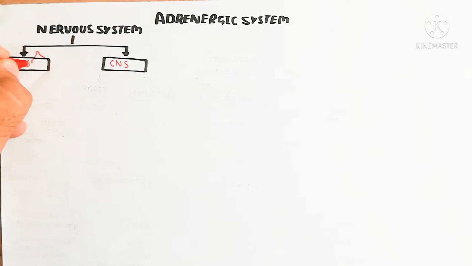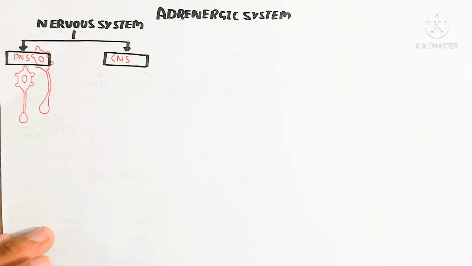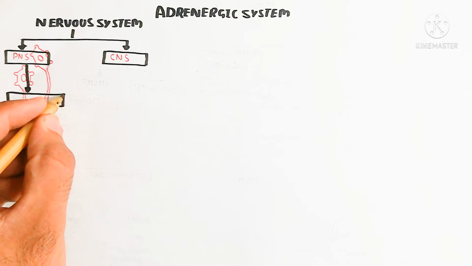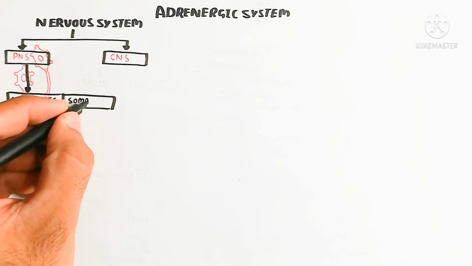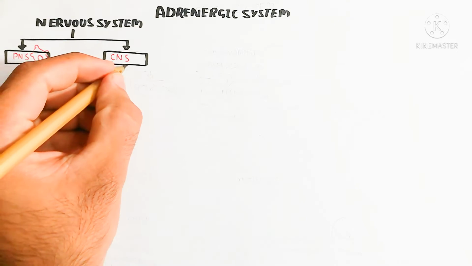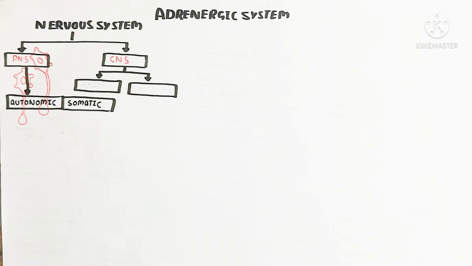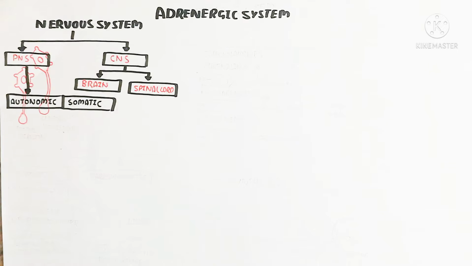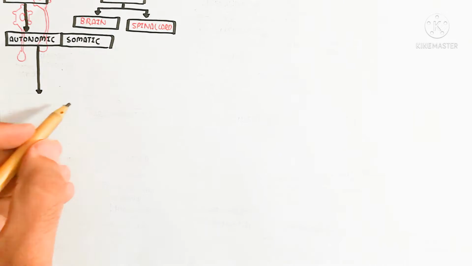The nervous system contains the peripheral nervous system and the central nervous system. The peripheral nervous system contains autonomic and somatic. Autonomic means without our control, while the somatic nervous system is voluntary, but the autonomic is involuntary. Somatic contains a motor division and a sensory division, while on the other hand the central nervous system contains the brain and spinal cord. The autonomic nervous system contains the sympathetic and parasympathetic nervous systems.